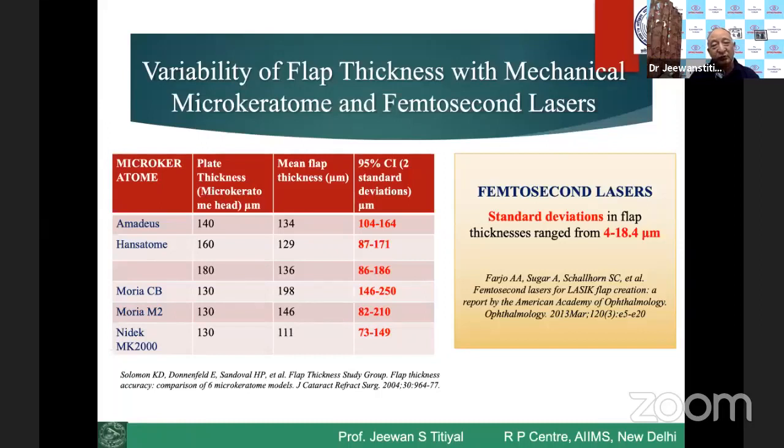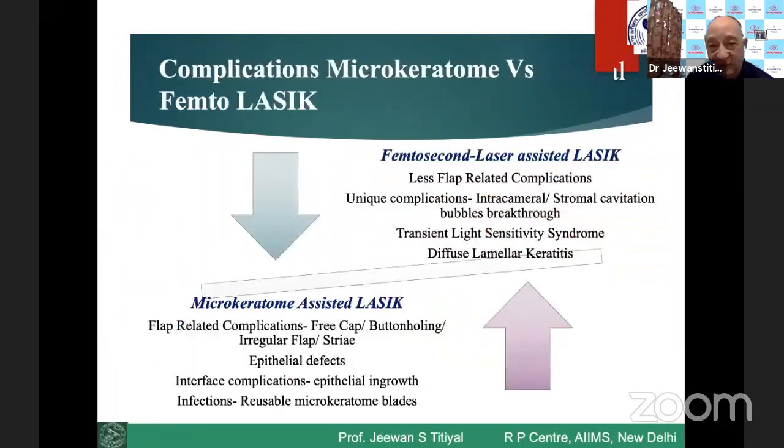If you look into your calculation of residual bed thickness nowadays, it is totally based on flap thickness and the amount of tissue removed. So if your flap thickness is not correctly coming with the keratome, then you can get haywire complications in these cases.